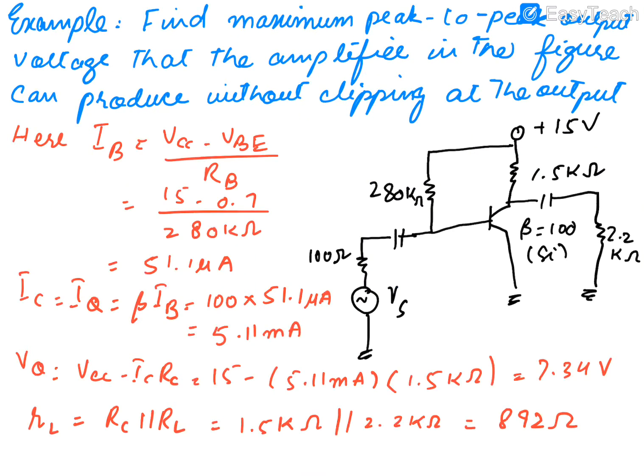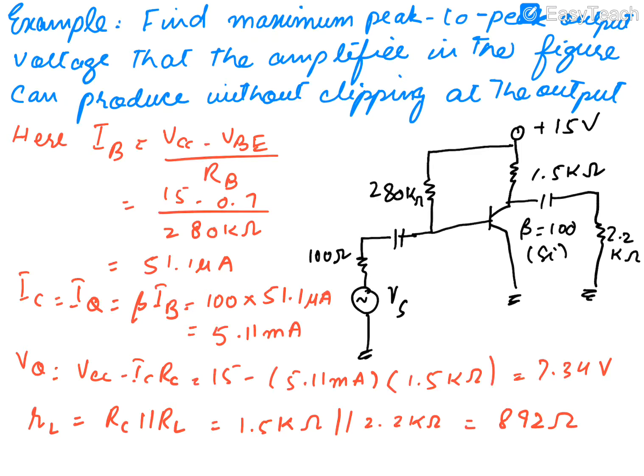So here is an example to clarify the previous topic. Suppose we have a fixed bias circuit here, and you have to find the maximum peak to peak output voltage that the amplifier in the figure can produce without clipping at the output. First you will find the value of IB, which is equal to VCC minus VBE divided by 280 kilo ohms RB. It is equal to 51.1 microamperes.